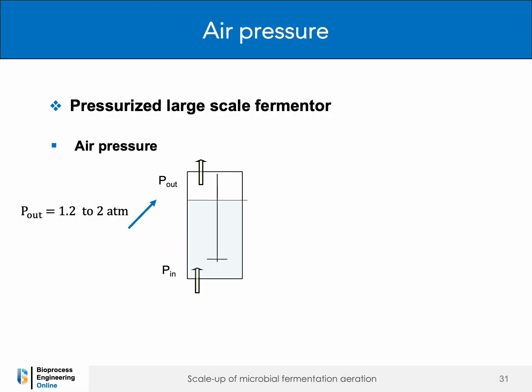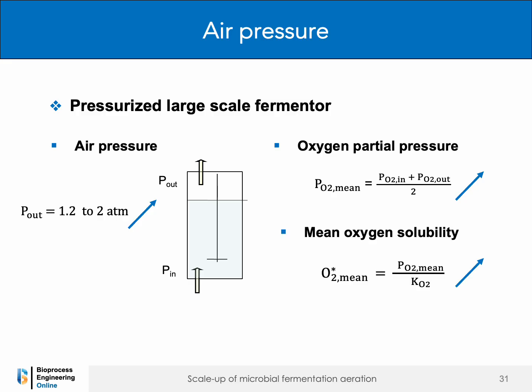In large-scale fermenters, oxygen solubility can be increased by operating the vessel under elevated pressure. This is typically achieved by increasing the headspace or outlet pressure. In industrial fermenters, the overhead pressure is commonly raised by approximately 0.1 to 1 atmosphere above atmospheric pressure. This increase in total pressure leads to a proportional increase in the oxygen partial pressure in the gas phase. As a result, the equilibrium dissolved oxygen concentration in the liquid phase increases, thereby increasing the mean oxygen solubility in the fermenter medium and improving the driving force for oxygen transfer.